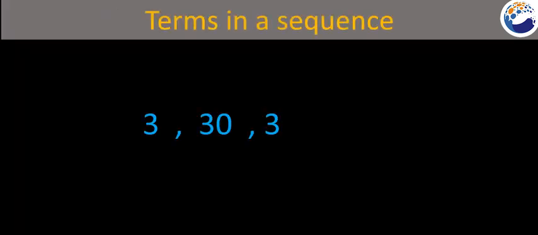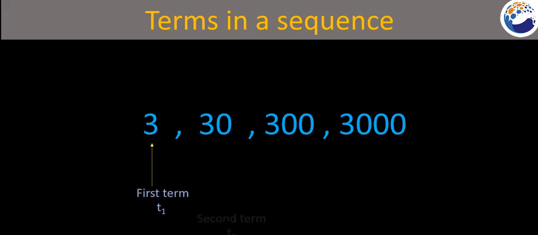Terms in a sequence. The first term of a sequence is denoted by T1, the second term by T2, the third by T3, and so on.